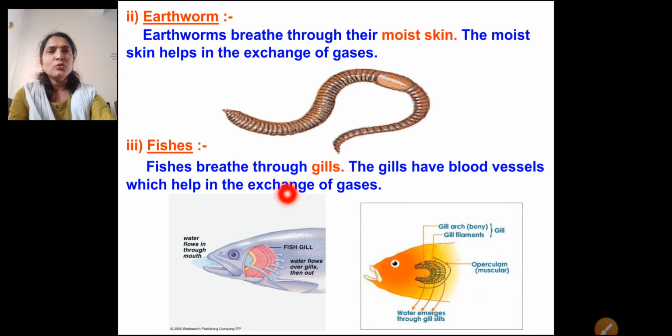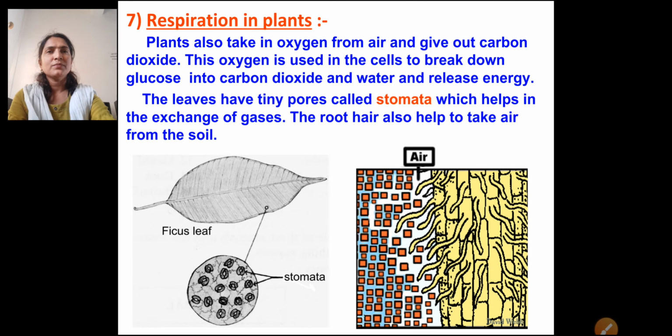Now the fish. Many times you have heard about the gills. Not all, a few fish have different respiratory systems, but mostly fishes breathe through gills, and the gills have blood vessels which help in the exchange of gases. Here you can see the gills are also shown in the diagram. So the gill is a respiratory organ in the fish which helps the fish for the purpose of breathing.